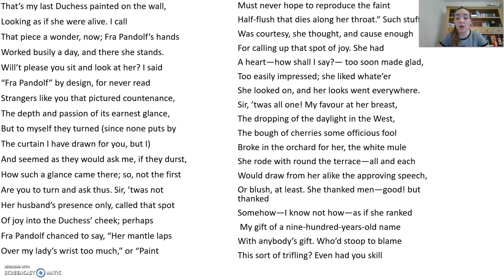Sir, 'twas all one, my favour at her breast, the dropping of the daylight in the West, the bough of cherries some officious fool broke in the orchard for her, the white mule she rode with round the terrace, all and each would draw from her alike the approving speech, or blush at least. She thanked men, good, but thanked somehow, I know not how, as if she ranked my gift of a nine-hundred-years-old name with anybody's gift. Who'd stoop to blame this sort of trifling?